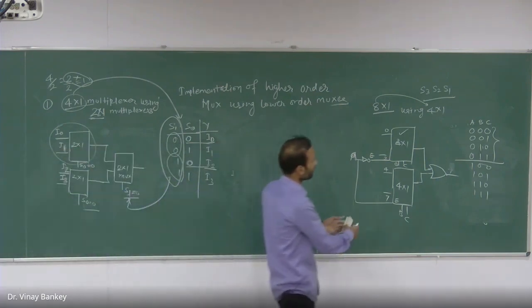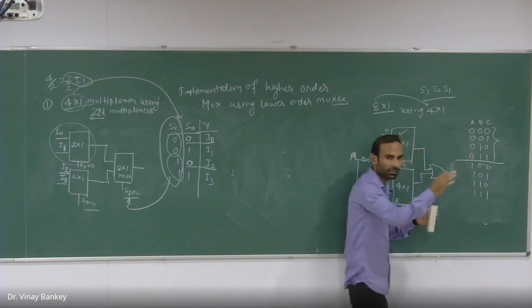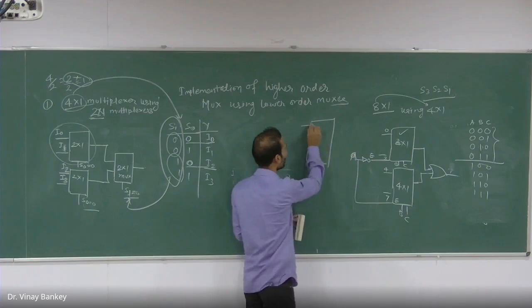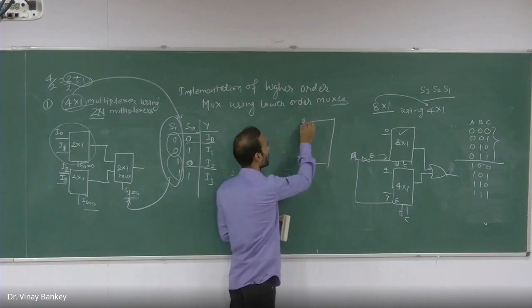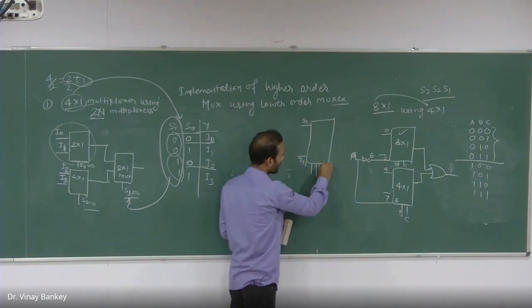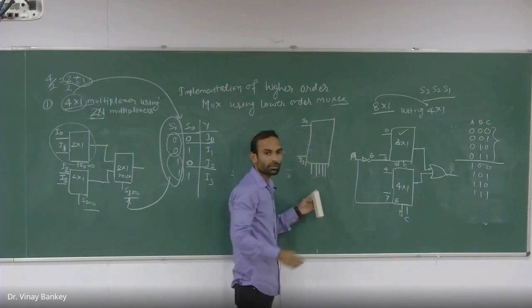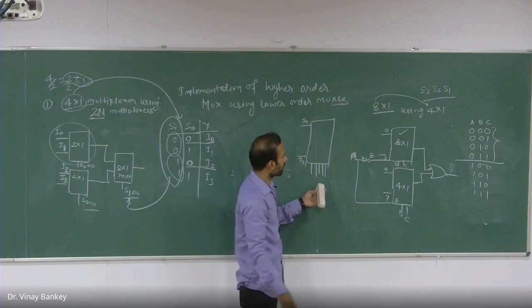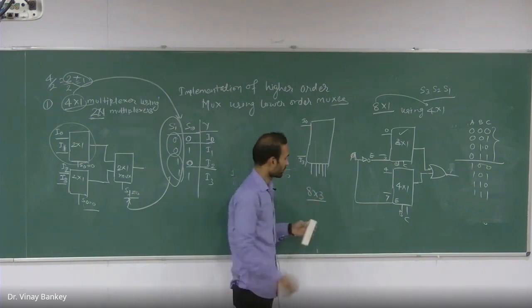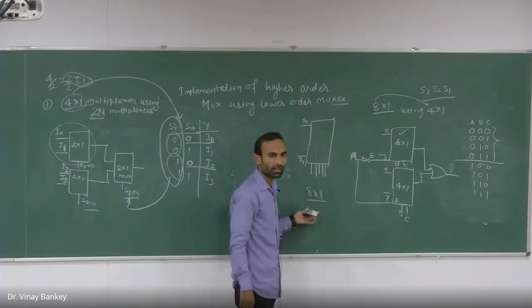See, for the 32 inputs, you need 5 variables, 5 selection lines. If you want to implement a 32 cross 1 multiplexer, it means this multiplexer IC will have 32 inputs. So to select one of these inputs, we need 5 selection lines. But the question says that use only 8 cross 1 multiplexer, which will have only 3 selection lines.